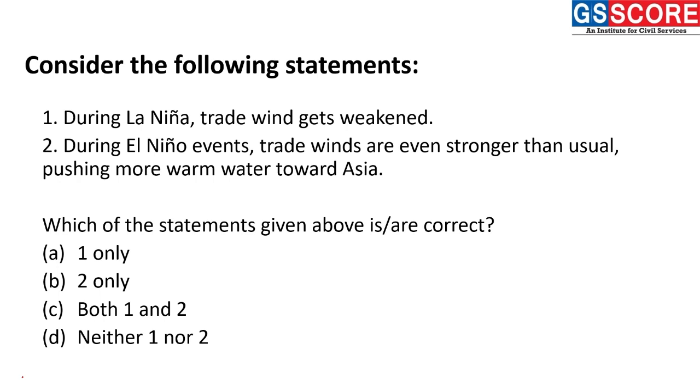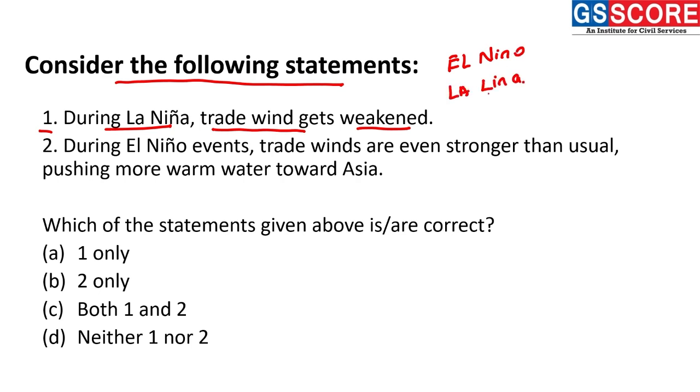Moving towards our session, that is current affairs through MCQs. First question here we have about the El Nino and La Nina. The question is, consider the following statements. Statement 1 is, during La Nina, trade winds get weakened. So, can we see here that the trade winds in the El Nino and La Nina, they behave differently. During El Nino, the trade wind gets weakened.